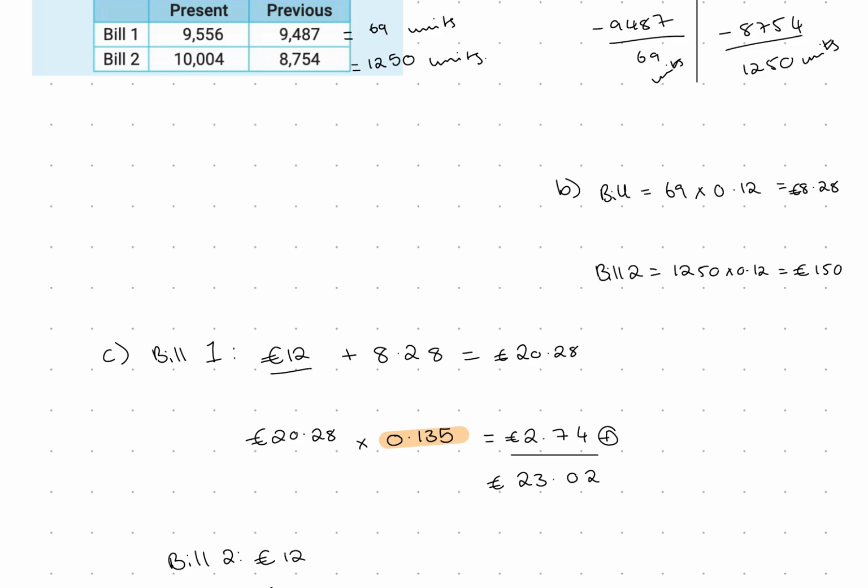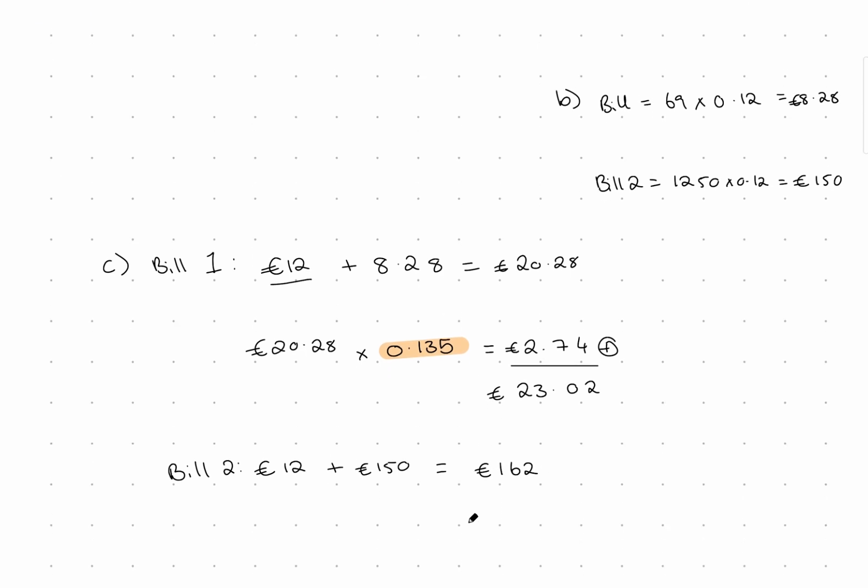So again, standing charge is €12, but the difference this time for bill 2 is the number of units that we've used. For bill 2, I've actually spent a lot more units, which costs a lot more money, so I'm going to be adding on €150, which makes that €162 in total.